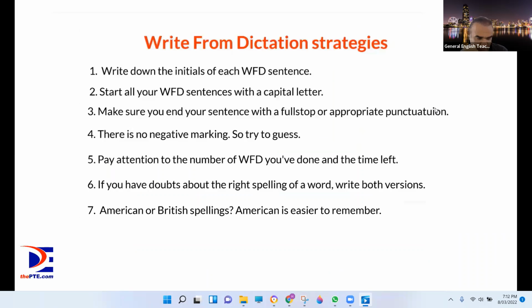Or two. Number 7. American spellings are easier, so I would suggest that you use them instead of the British ones. However, the British spellings are fine with the software as well.